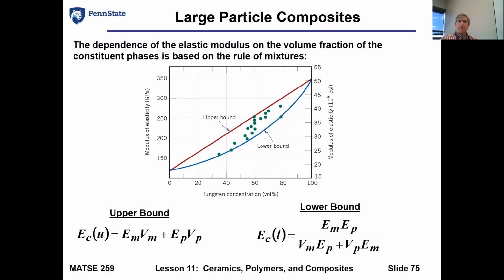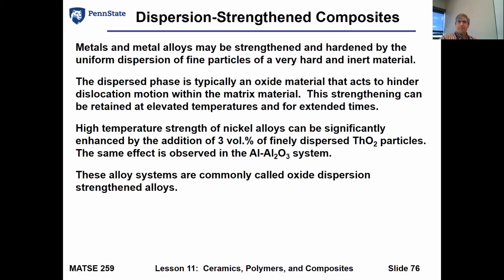So we can start tailoring properties based on how much of the particulate we might want to add to the composite material. Now, dispersion strengthened composites, you're typically going to have this uniform distribution. The oxide material, as we said, hinders dislocation motion. And so what you tend to see is you have this dispersion. About 3 volume% of small oxide particles can have very significant impacts on strength. In this case, we're thinking of nickel-based alloys.